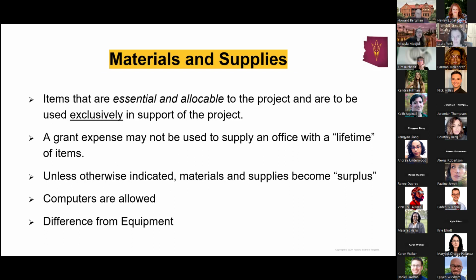Moving on to another extremely common other direct cost line: materials and supplies. These would include items that are essential and allocable. Those are key terms to the project and are used exclusively in support of this proposal or project. Almost anything may be requested as long as it can be justified and explained why it's essential and allocable to the project. Many times materials and supplies are consumable items. A grant may not be used to purchase supplies that are designed to outlast the project or used generally, or will not be used, as said before, exclusively for the project.